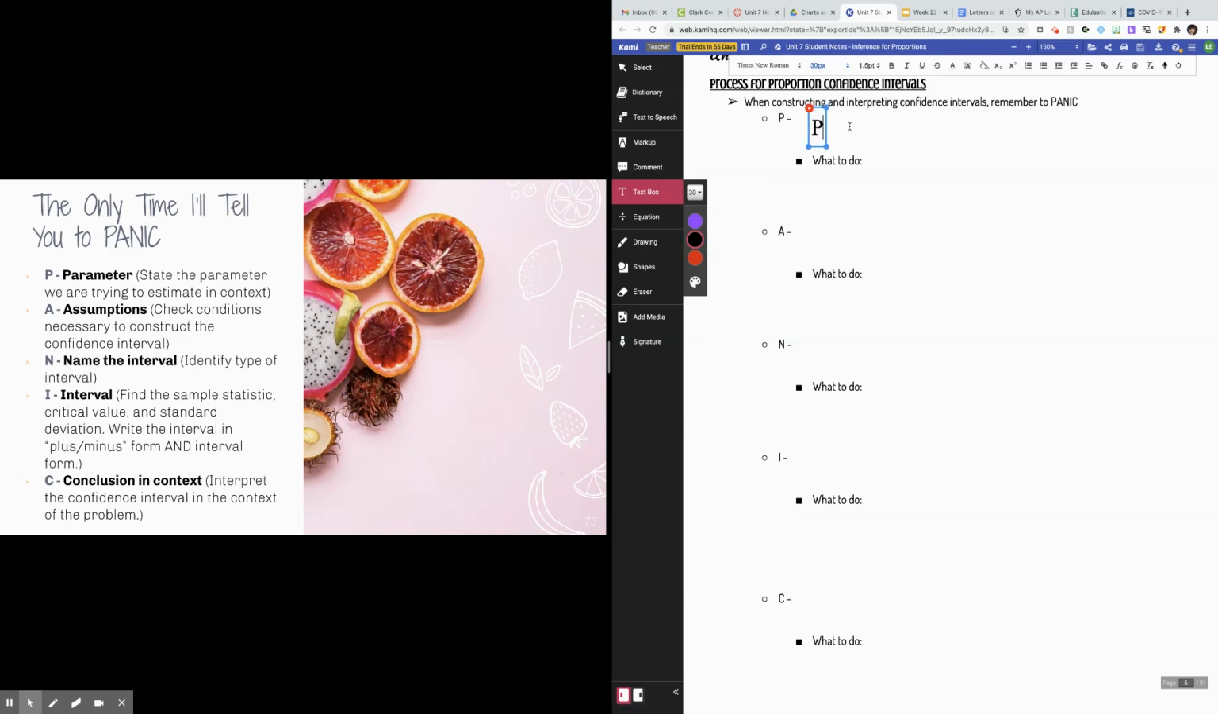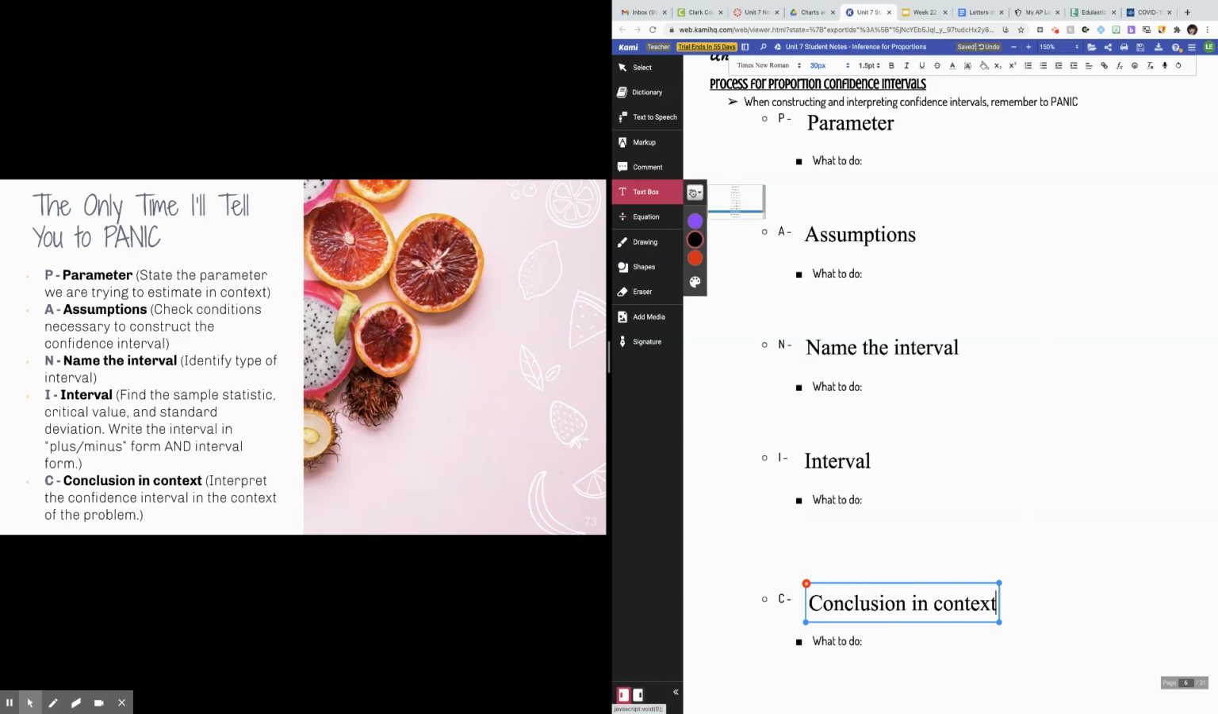Okay, so here's what these individual values stand for and what to do at each level. Okay, so P stands for parameter. Okay, A stands for assumptions. N stands for name the interval. I stands for interval. Okay, and C stands for conclusion in context. Okay, so those are your 5 steps, right? And then here's what you do at each step, okay?